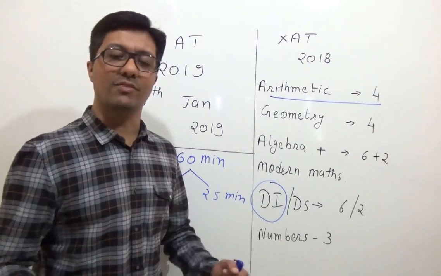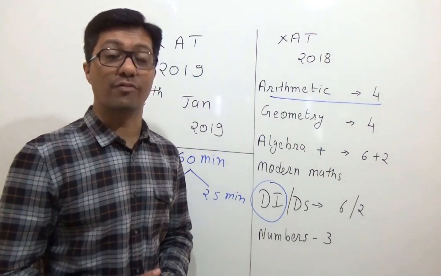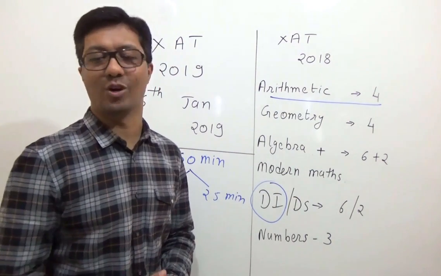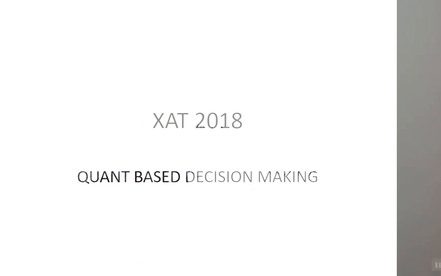Now, let's have a look at a solution of a decision-making question based on Quant. Stay tuned and watch it. So now, let's have a look at the actual question of XAT 2018, which was a Quant-based decision-making. Basically, these questions are kind of data interpretation questions which have a little bit of logic attached to them. So let's have a look at the question.